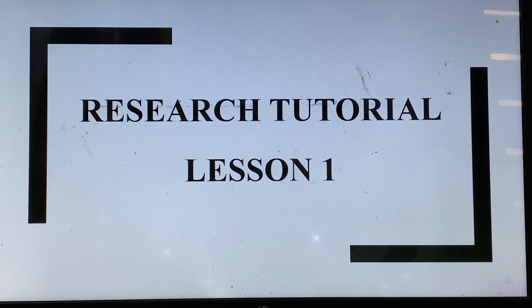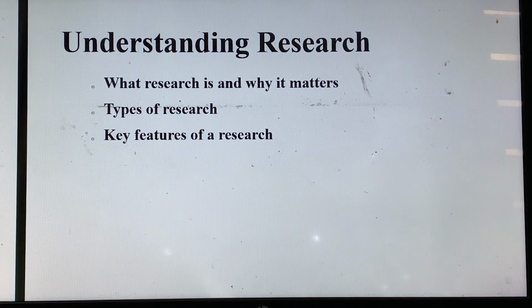Today, we are going to talk about research. What is it and why is it important? So, this will be the first lesson. An agenda for the lesson is about understanding research. Today we will be understanding what research is and why it matters. We will also talk about types of research. And the last thing we will look at will be the key features of research. So let's start with this.